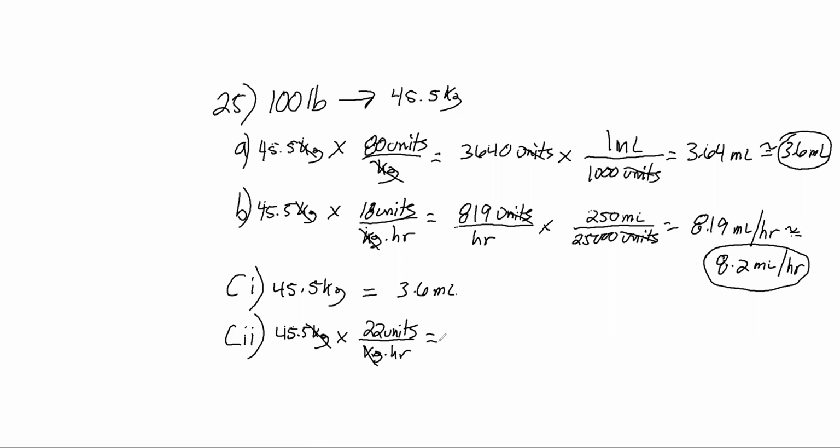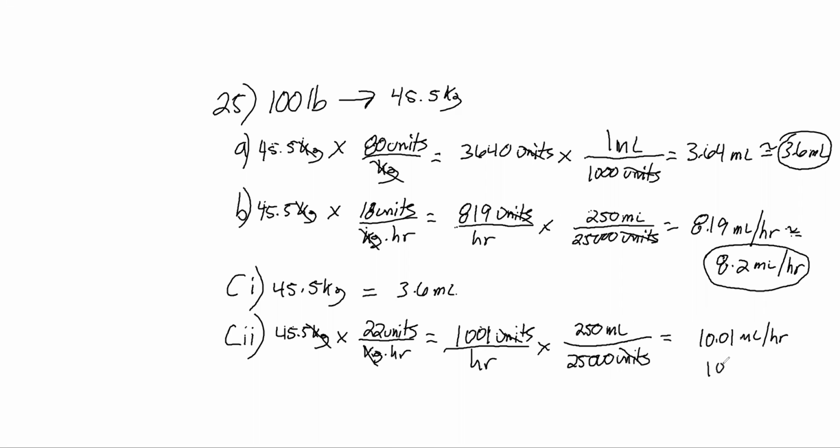Now we do some quick math. 45.5 times 22 is 1,001 units per hour. Then we're going to multiply again by the same IV bag that we have available that has the 25,000 units of heparin in the 250 mL half normal saline. We know we set this up right because we're left with milliliters per hour. And then we're going to get 10.01 milliliters per hour. And then we're just going to round that to 10.